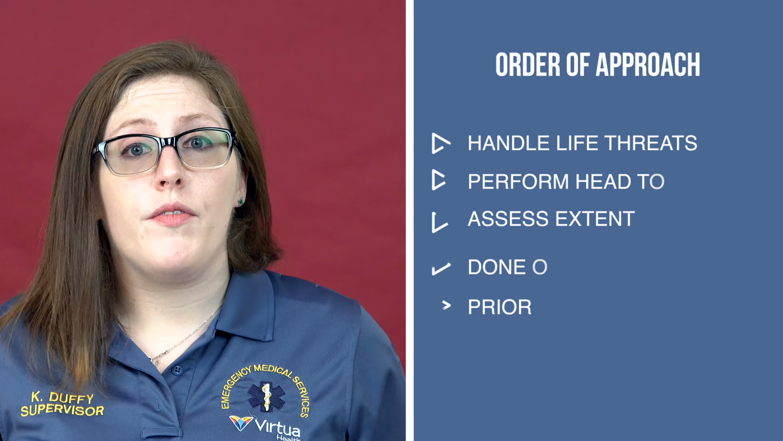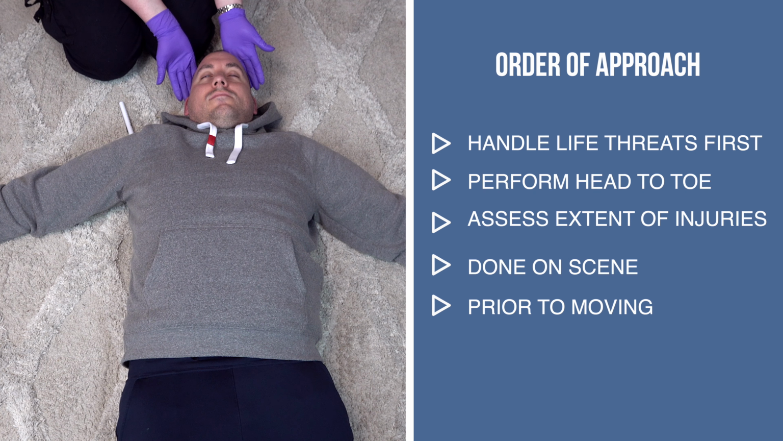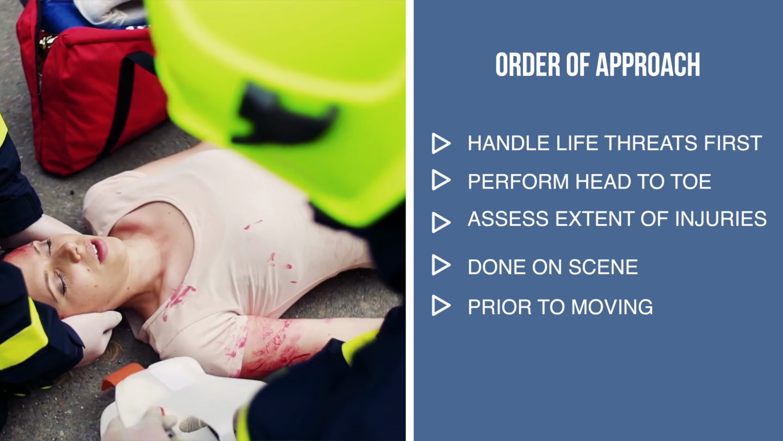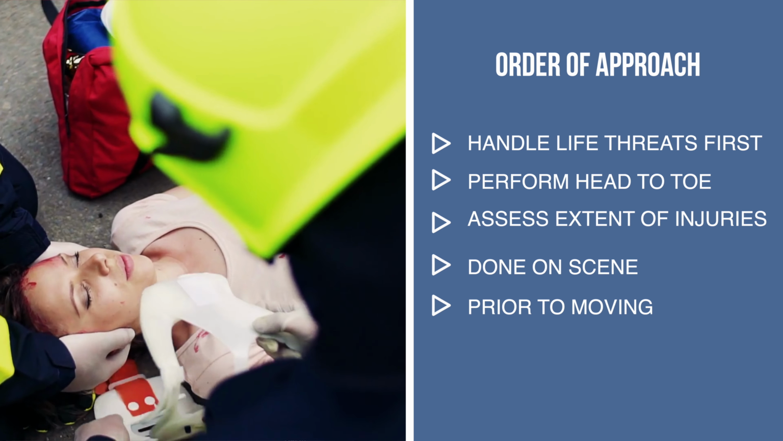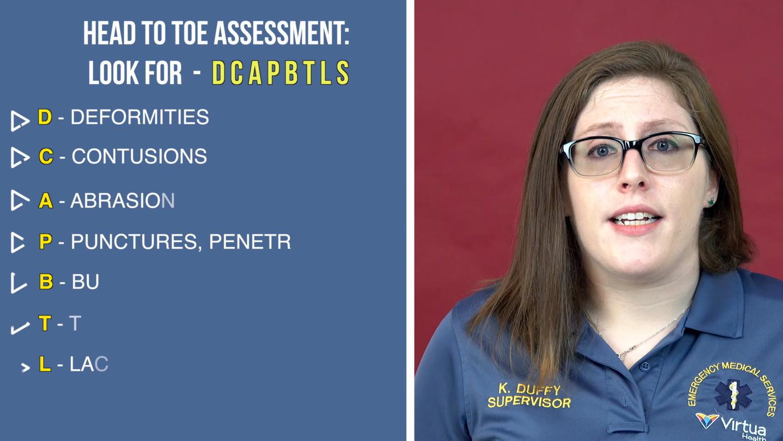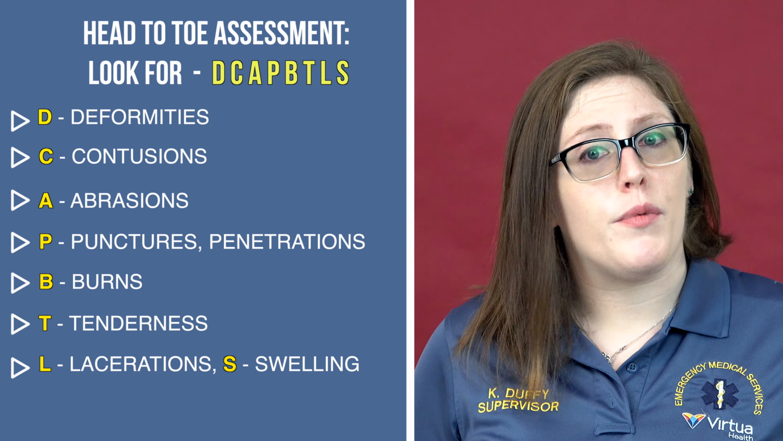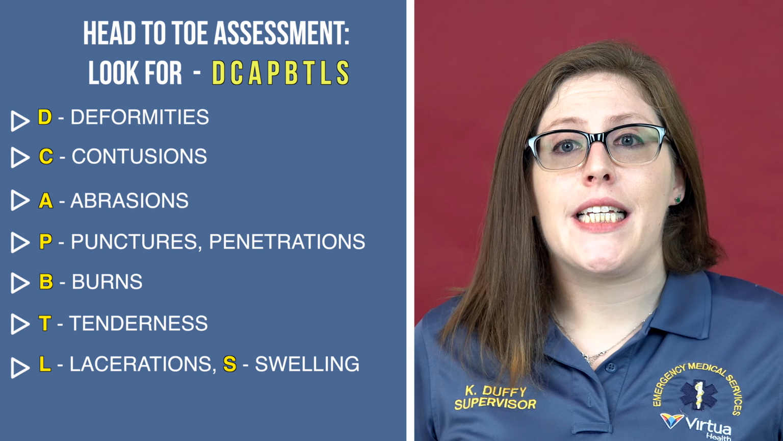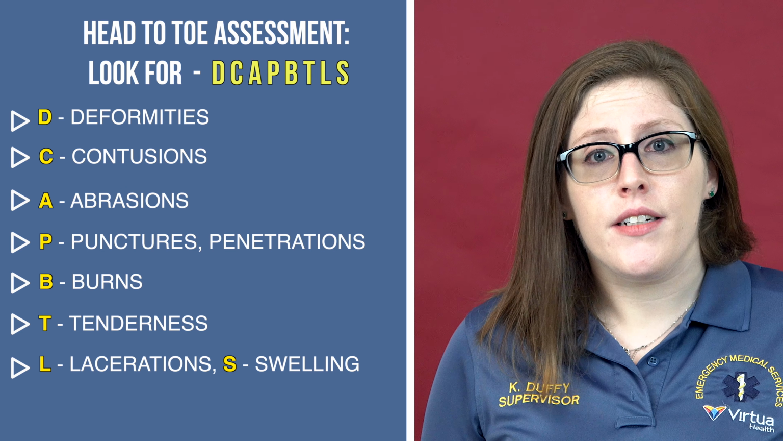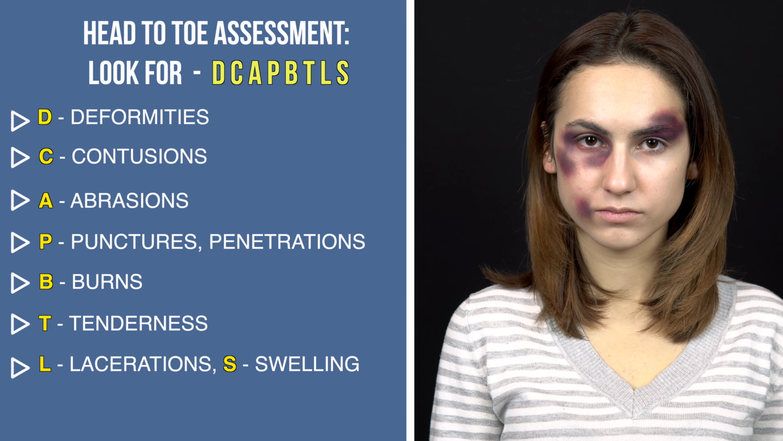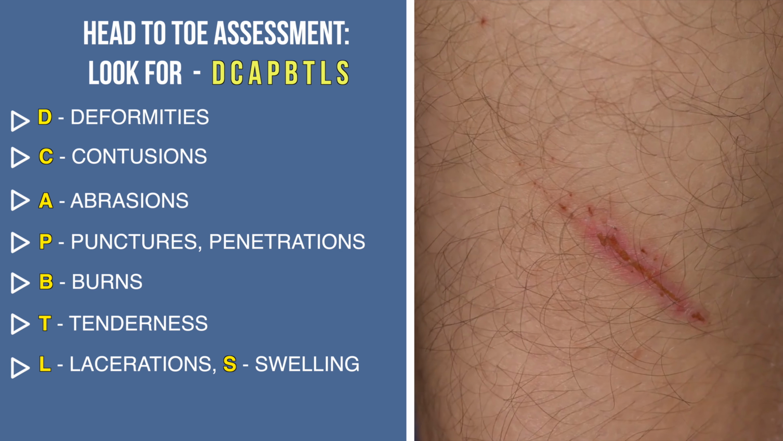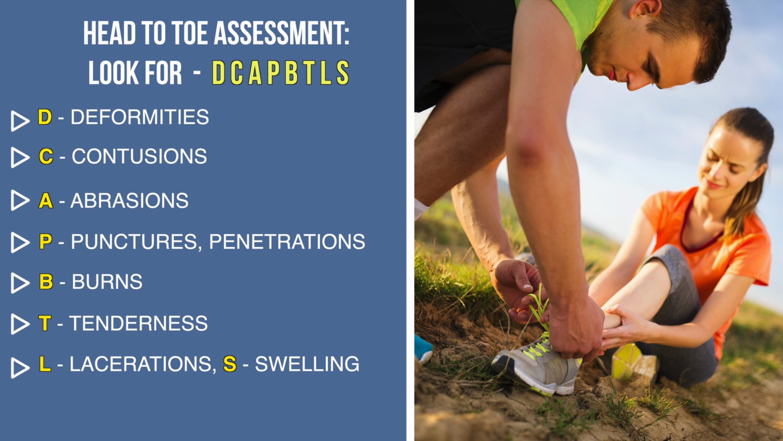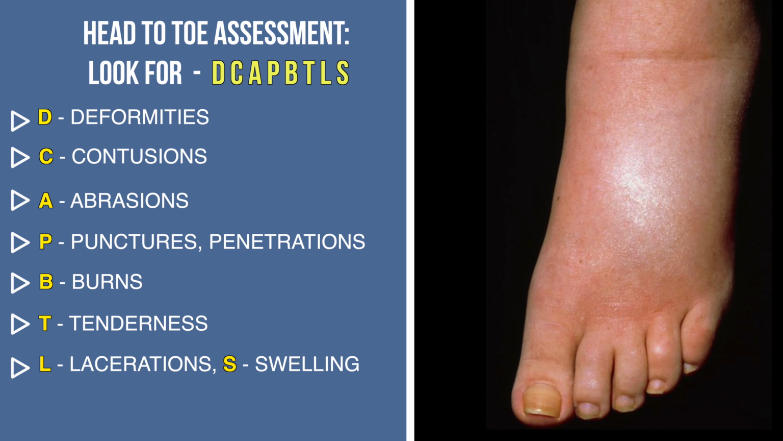After handling all obvious life threats, you should progress to your head-to-toe assessment in order to gauge the extent of the patient's injuries. This should be done on scene before moving the patient. During our head-to-toe assessment, we are looking for a wide variety of potential injuries. The best way to remember them all is with DCAP-BTLS, which stands for deformities, contusions, abrasions, punctures or penetrations, burns, tenderness, lacerations, and swelling.